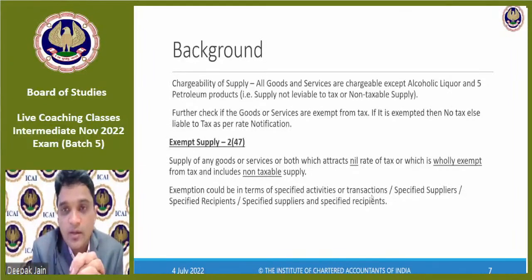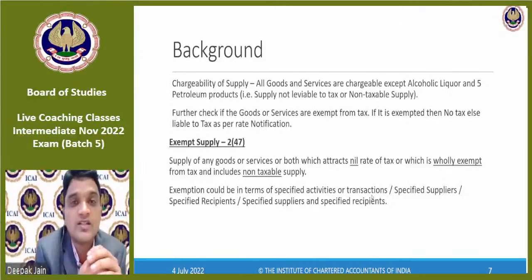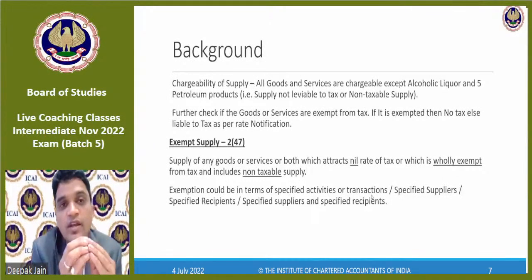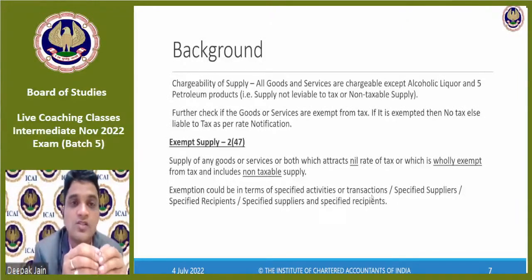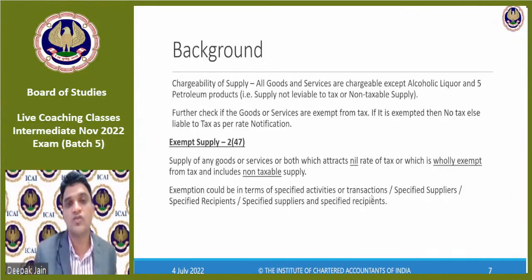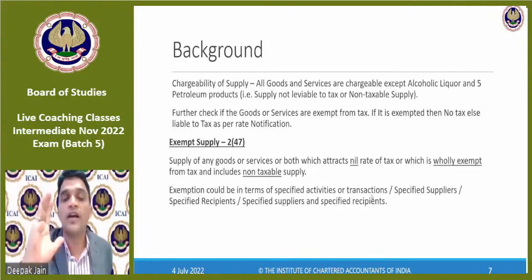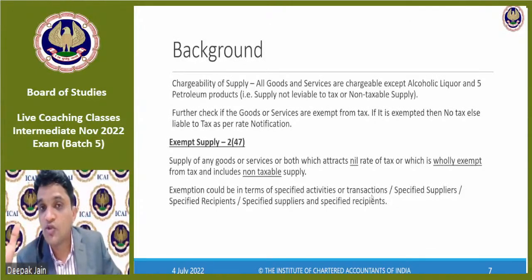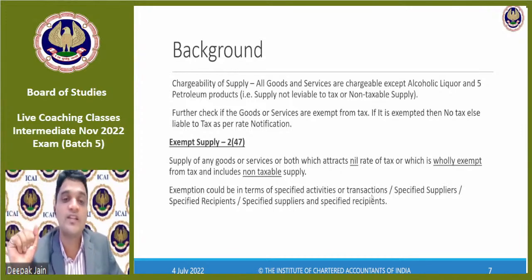That is, these 5 petroleum products are non-taxable supply. So you need to understand that non-taxable supply is separately defined, but still it is included under the definition of exempt supply. Even though exempt means only nil and wholly exempt, they have covered that any non-taxable supply is also included under the definition of exempt supply. So if they give you a categorization of various supplies and ask you to identify the total value of exempt supply, you shouldn't miss out on non-taxable supply, saying that this is outside the scope of GST. No, even though products are outside the scope of GST, they are included within the meaning of exempt supply.